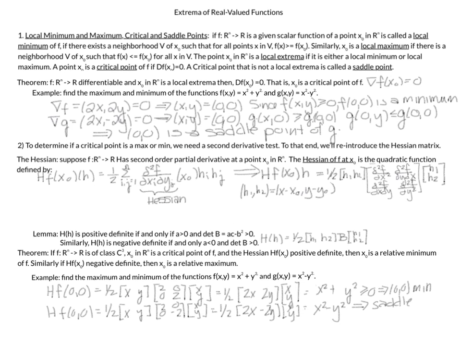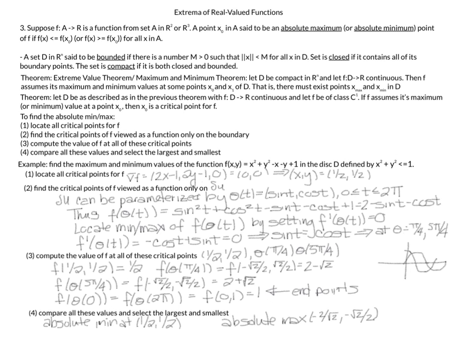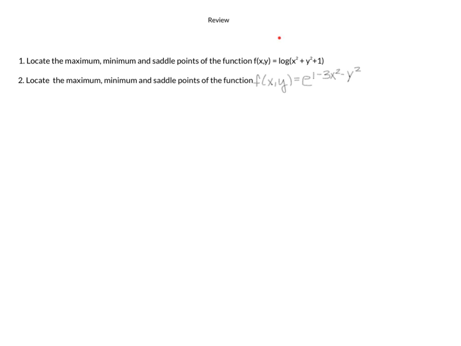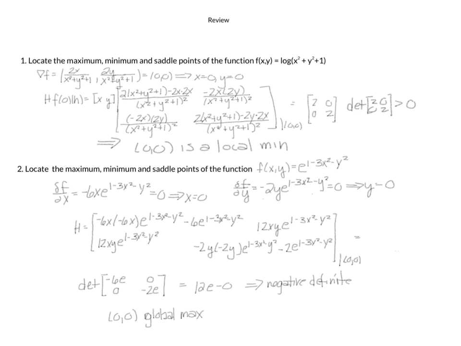Those are our main points about max, min, and saddle points: how to find them by setting the gradient equal to 0, how to determine if it's a min or max by looking at the Hessian, the second derivative matrix, and then also finding the absolute max and minimum on a compact set, which involves looking at these boundaries. By way of review, I have 2 problems for you to try. You can pause the video, give them a try, and then come back and I'll have solutions for you. Here are the solutions.